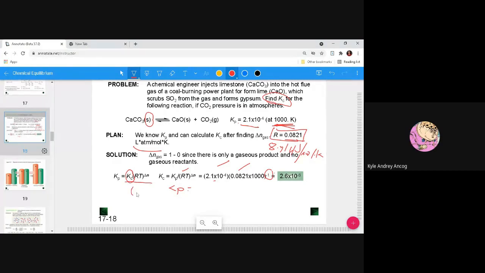Divide both sides by RT raised to the power of n, so that it cancels, then we will be left with Kp over RT raised to the power of n, that is equal to Kc. Right? We are left with just Kc when we divide both sides by RT. So that's why Kc is equal to Kp over RT raised to the power of n.